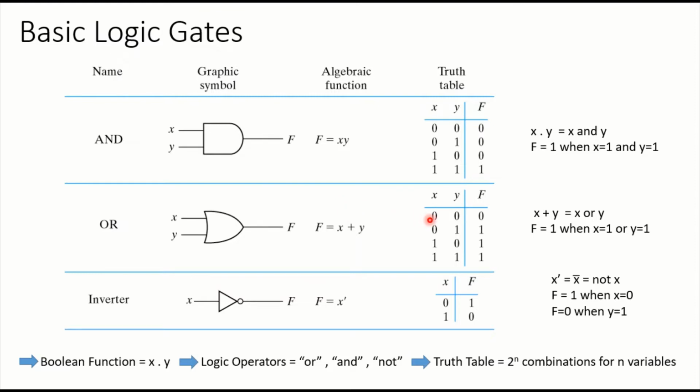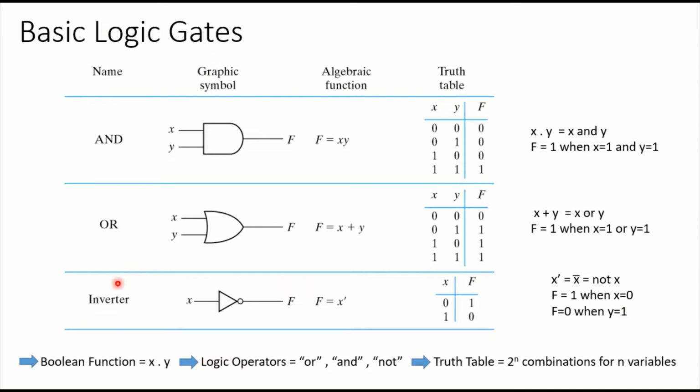So if we apply 0 at x and 0 at y, we will get 0 at the output f, according to the condition. No one is 1 here. For the second case, x is 0, y is 1. Now y is 1, so we will get 1 at the output. For the third case, x is 1, so we will get 1 at the output. Now for the fourth case, both are 1, so we will get 1 at the output of the OR gate.